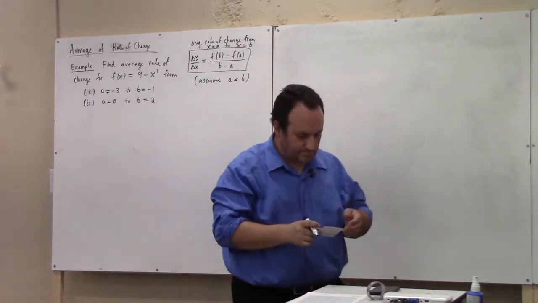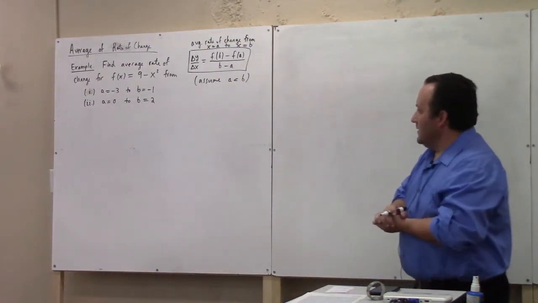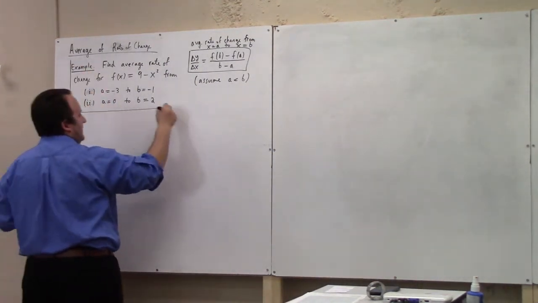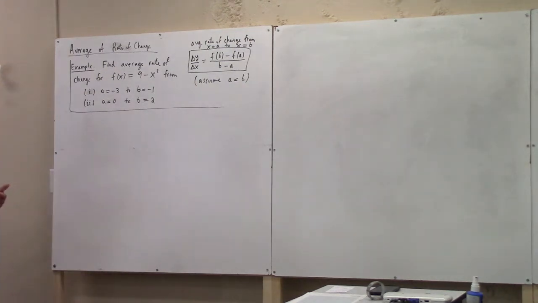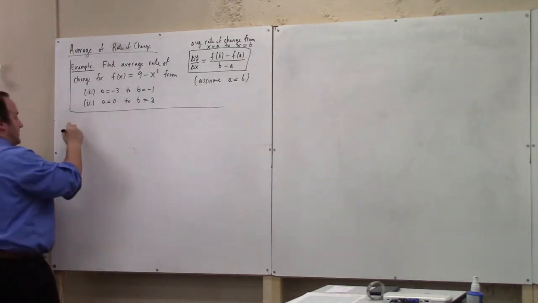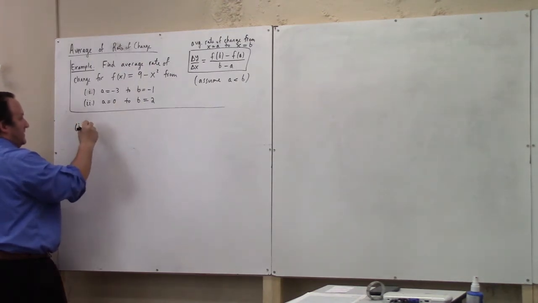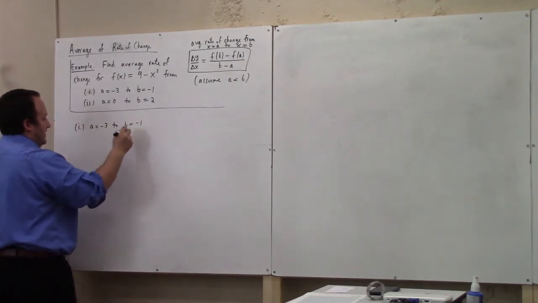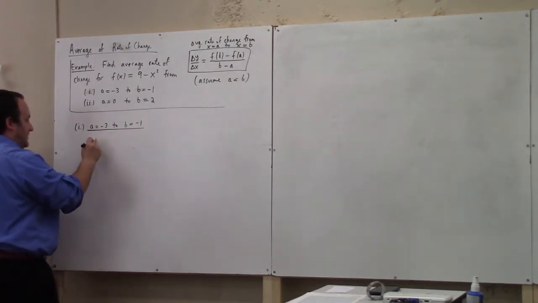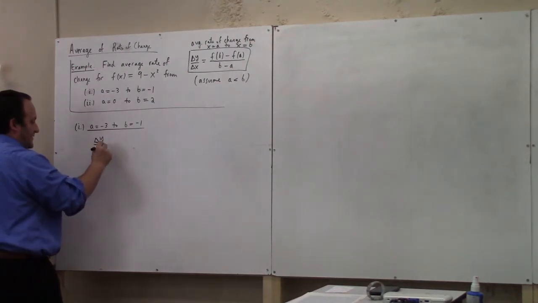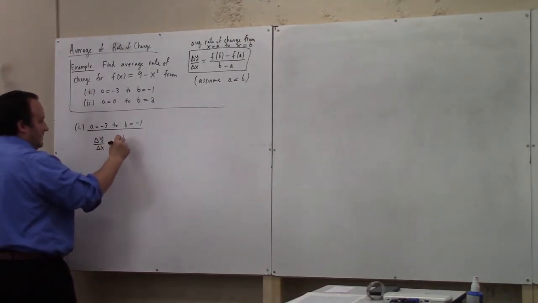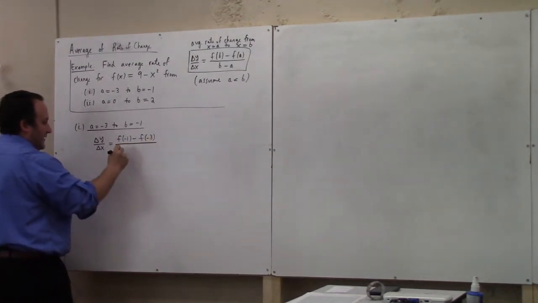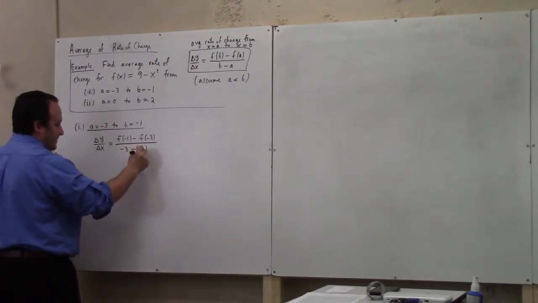All right? Okay, so, and then I'm also going to graph the meaning of what we're doing, okay? So let's work on it here. So number one. So we're going to go a equals minus 3 to b equals minus 1. So we're going to calculate delta y over delta x, which in this case is f of minus 1 minus f of minus 3 divided by minus 3 minus a minus 1.